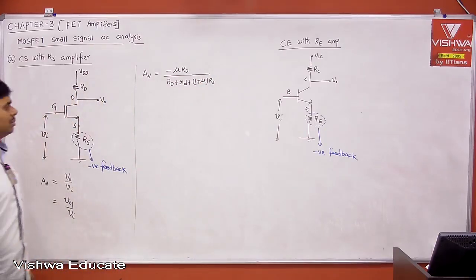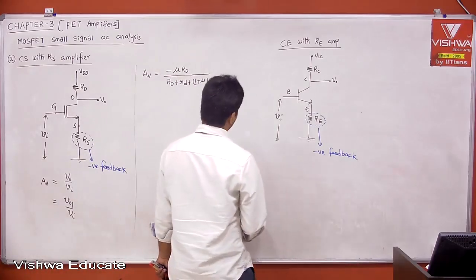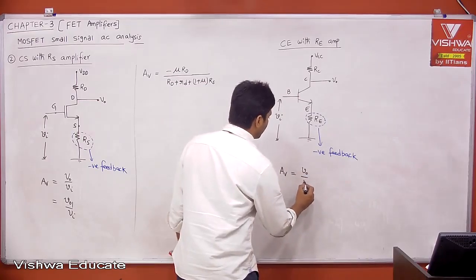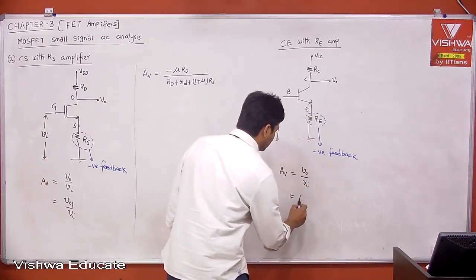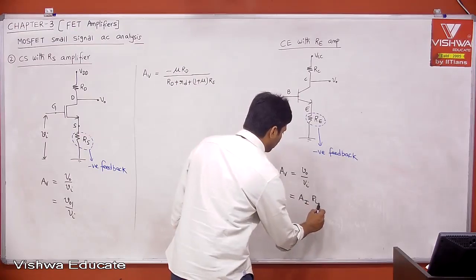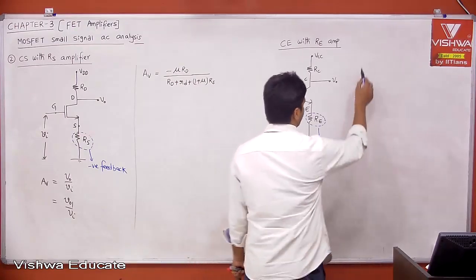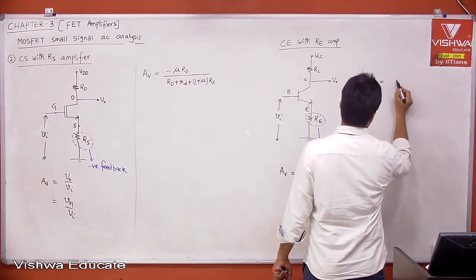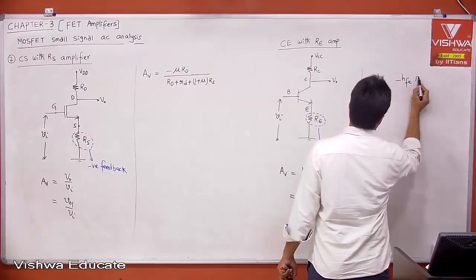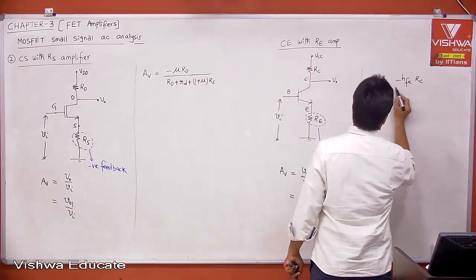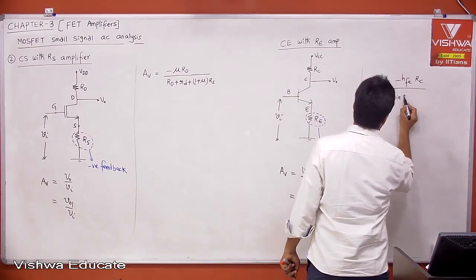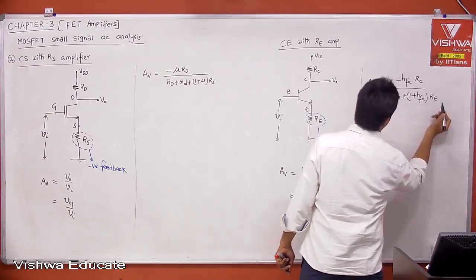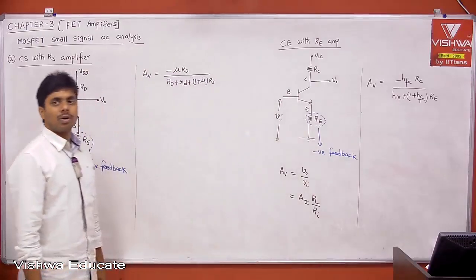Now similarly, in the case of CE with RE amplifier, tell me what is your voltage gain? Your voltage gain AV is equal to V01 divided by Vi, which is nothing but AI into RL divided by Ri. If you do that, AV is equal to minus HFE into RL, where RL here is RC, divided by HIE plus 1 plus HFE into RE. This is what we got.